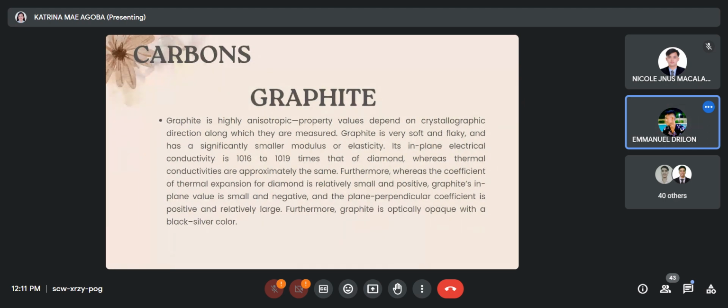Graphite. Graphite is highly anisotropic; property values depend on the crystallographic direction along which they are measured. Graphite is very soft and flaky and has a significantly smaller modulus of elasticity. Its in-plane electrical conductivity is 10^16 to 10^19 times that of a diamond, whereas the thermal conductivity is 10,000.